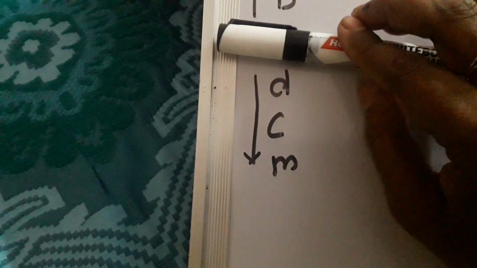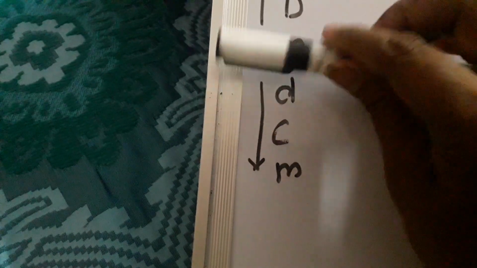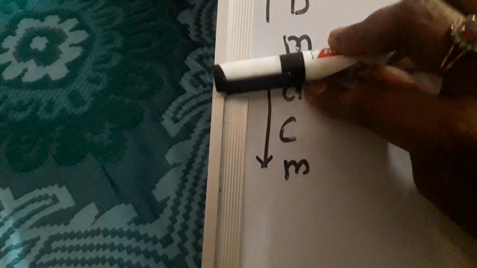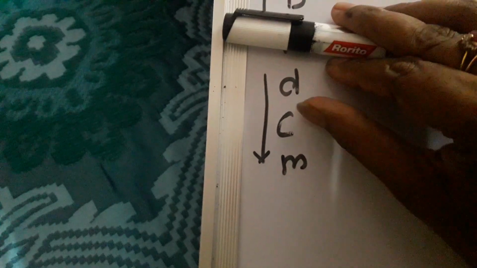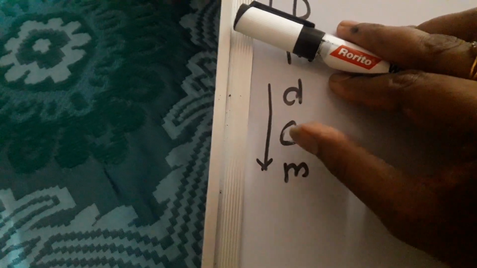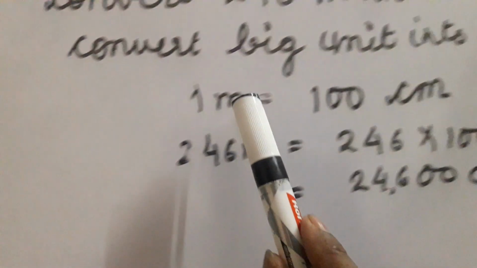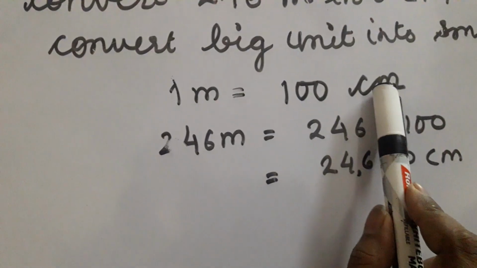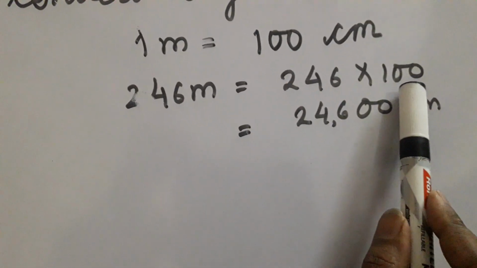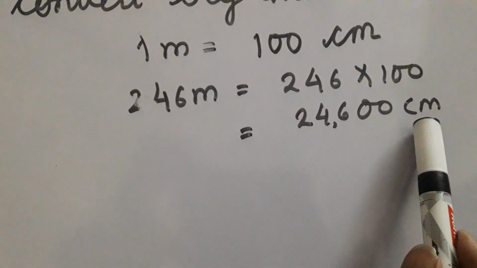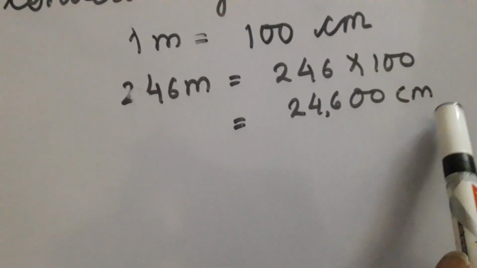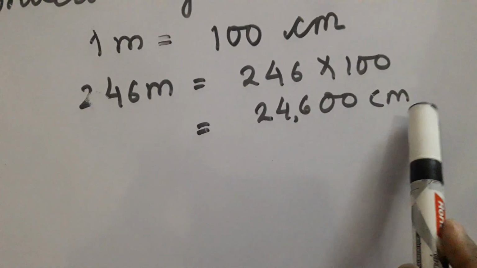Centimeter is written here, this side. We hide this, and centimeter is written second place, 1 and 2. 1 zero, 2 zeros. 1 zero is 10, 2 zeros is 100. 1 meter is equal to 100 centimeter. 246 meter is equal to 246 into 100. Multiply it with this. 246 into 100 is 24,600 centimeter.